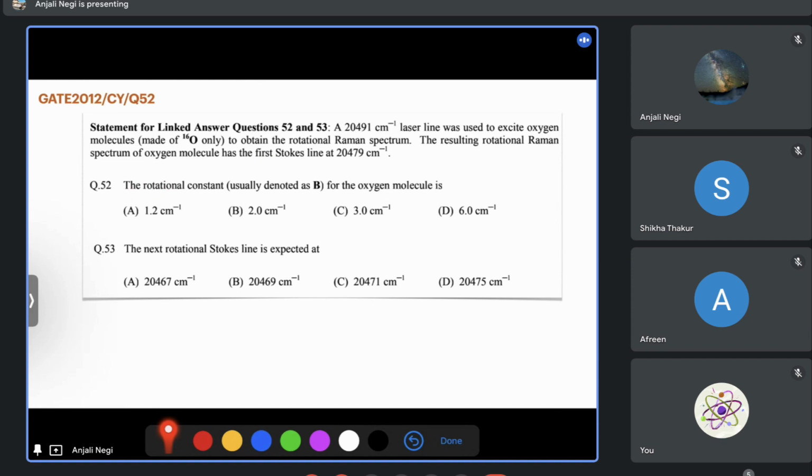The first question, part 1, is that the rotational constant, the B value for the oxygen molecule, is. So we have to find out the value of B. In the second part we are asked to find out where the next rotational Stokes line is expected. So let's move into the basics of this problem.